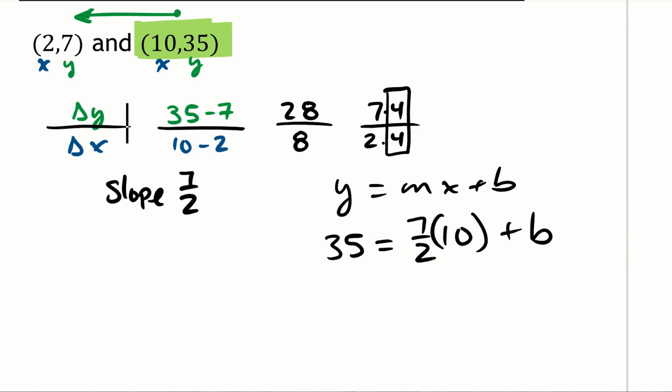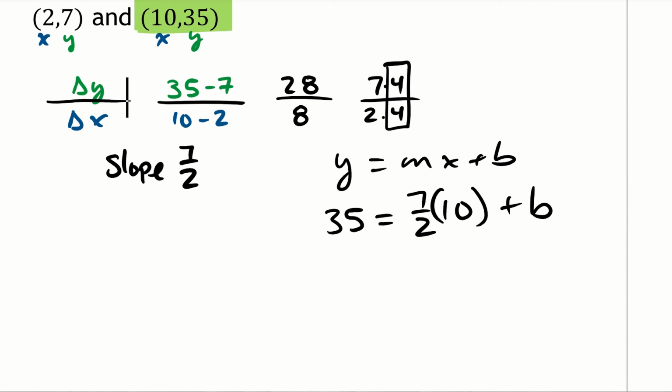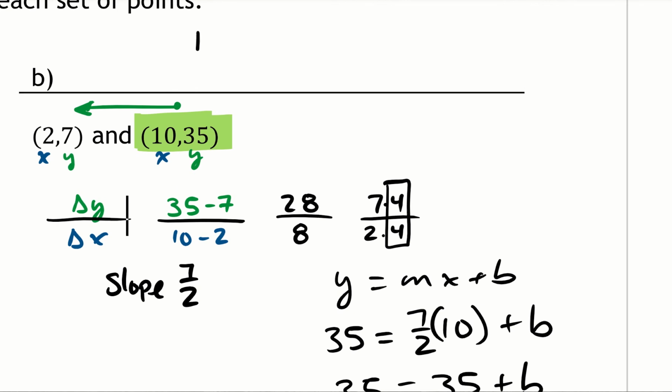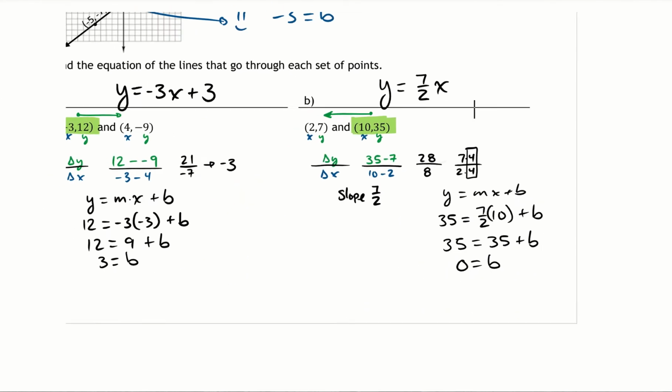10 divided by 2 is 5. So this ends up being, oh, that's right, that's 70. 70 divided by 2 is 35. This is crazy. This becomes 35 is equal to 35 plus b. If I take away 35 from both sides, I get that b is 0. That means that the equation of this line is y equals 7/2 times x. And I could put the plus 0 there, but I think I will not. However, it wouldn't be incorrect either way.